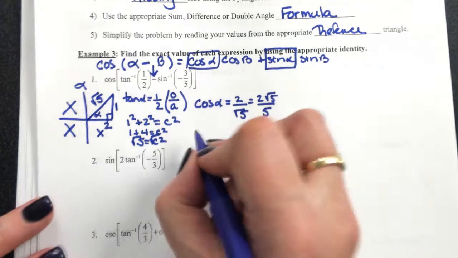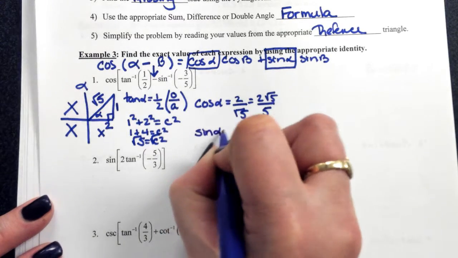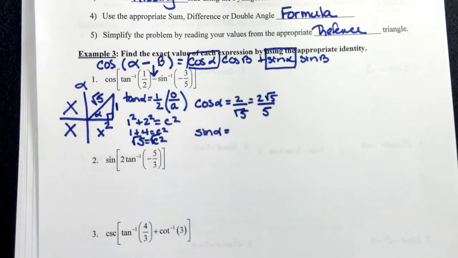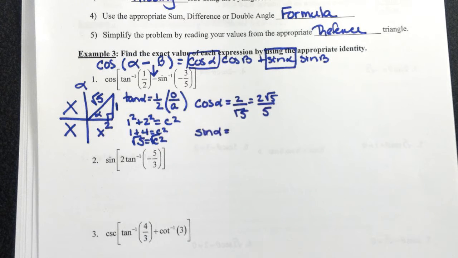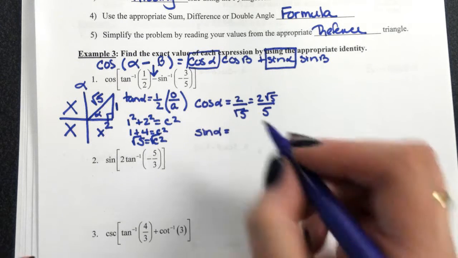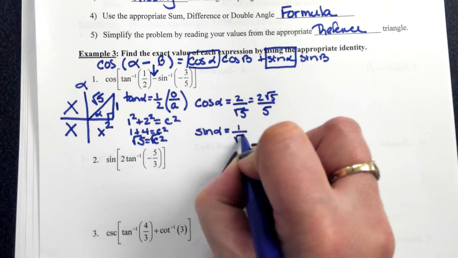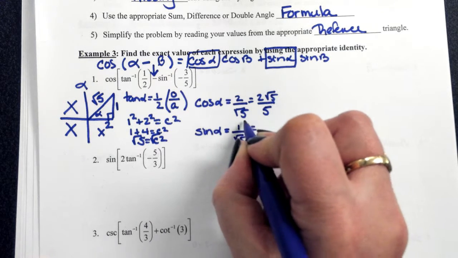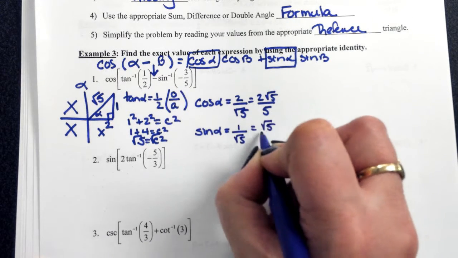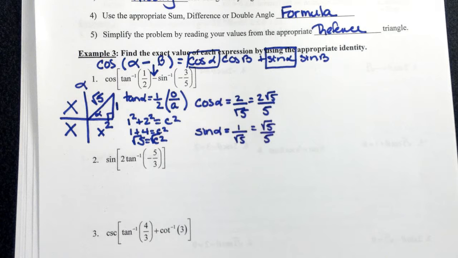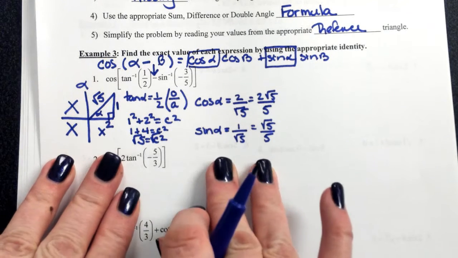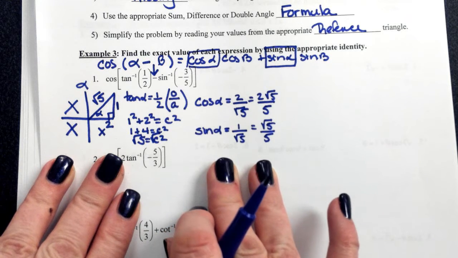I'm going to go ahead and find the sine of alpha. By SOHCAHTOA, I know the sine is the opposite over hypotenuse, which is 1 over square root 5. And when I rationalize, multiply top and bottom by square root 5, that'll give me square root of 5 over 5. Whether you set up the sine and cosine now or later, that's up to you. I just like to go ahead and set them up now. Any questions on coming up with the sine or cosine of alpha?